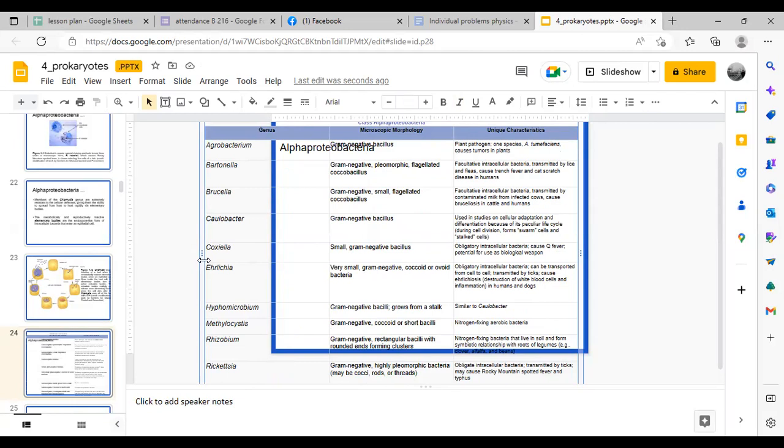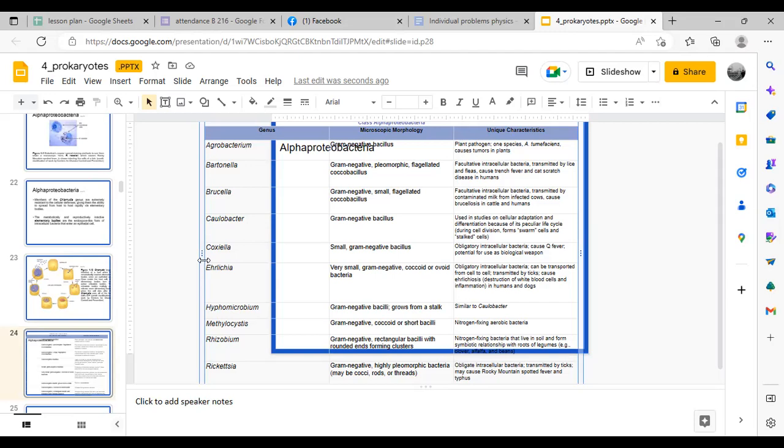So Coxiella causes Q fever, and this may be a potential use for a biological weapon. You have Ehrlichia. This is a gram negative coccoid or ovoid bacteria. So it's an obligatory intracellular bacteria. Again, what does that mean? It can enter into a host cell. Okay, so like a virus, no? It's not a virus.